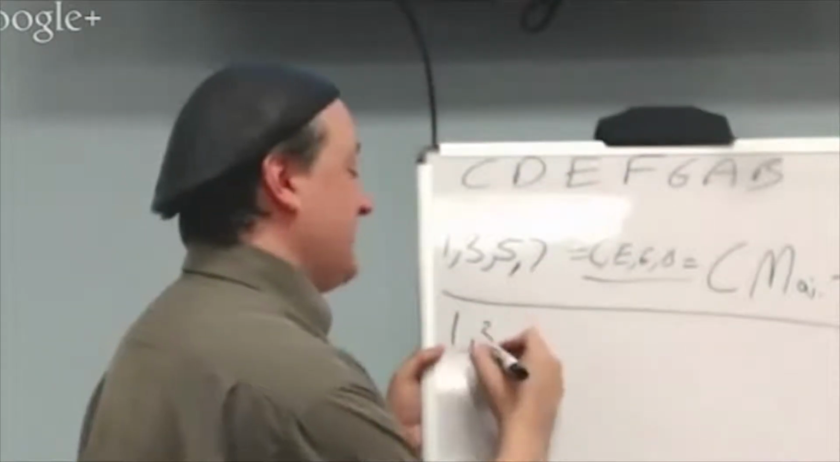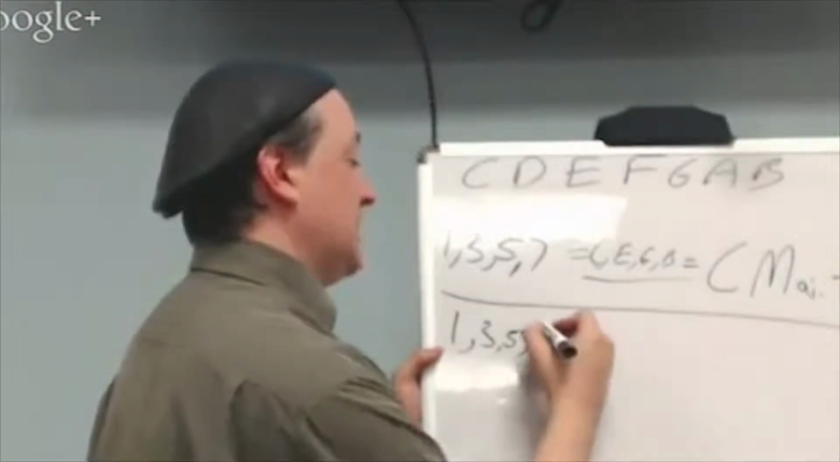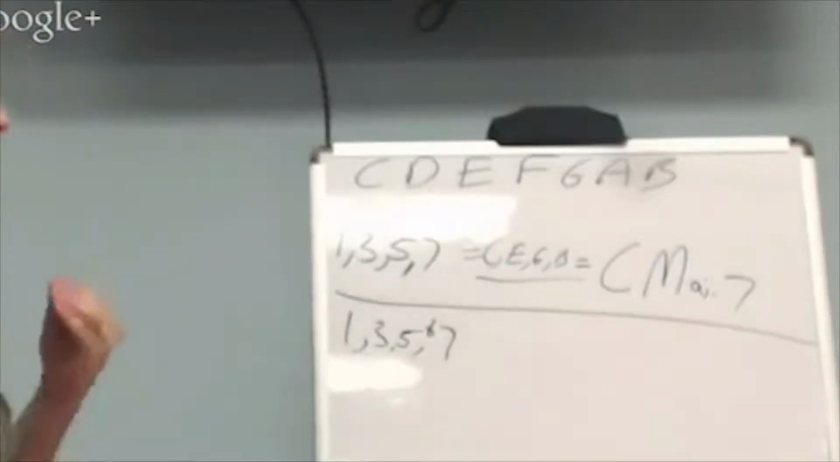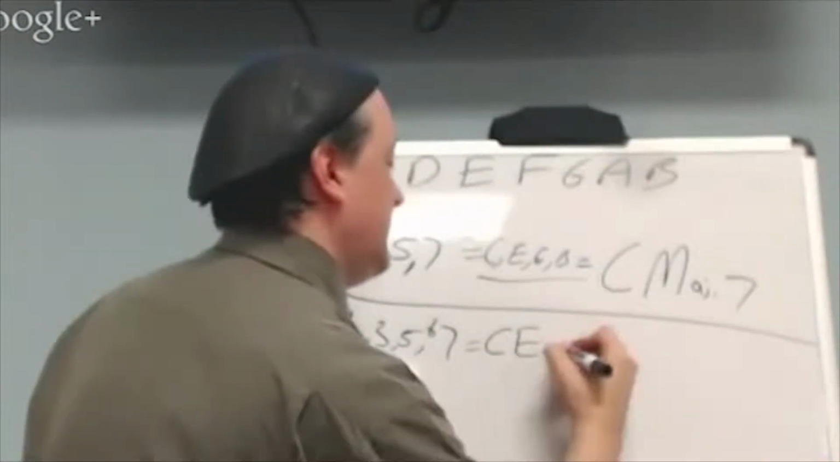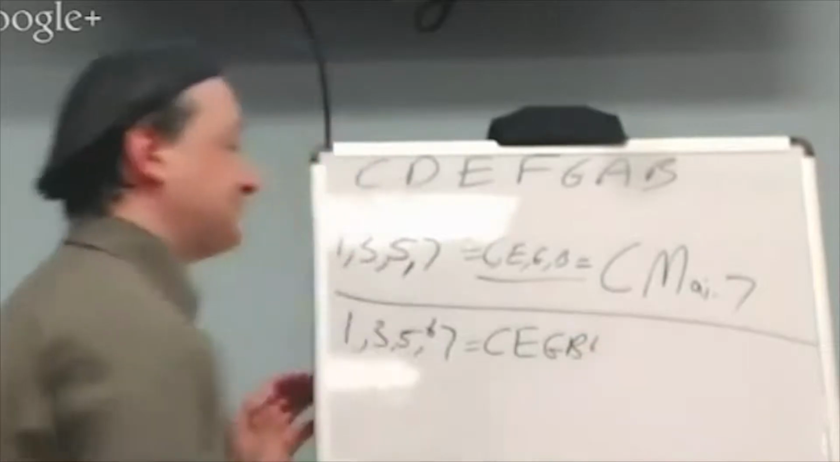If we flat the 7th, which is sometimes called the dominant 7th, as someone ably pointed out today, those notes are going to be C, E, G, and B flat.